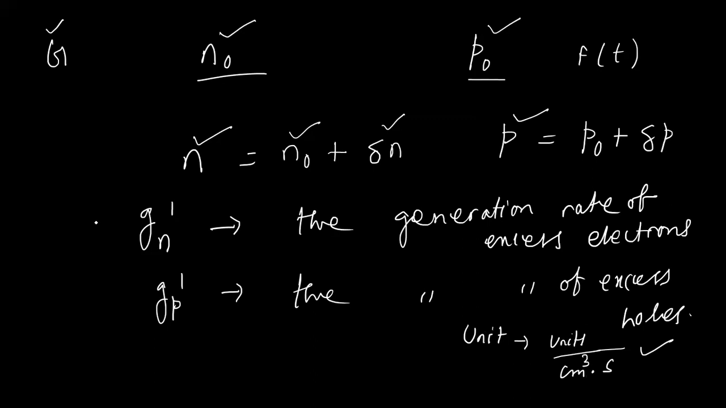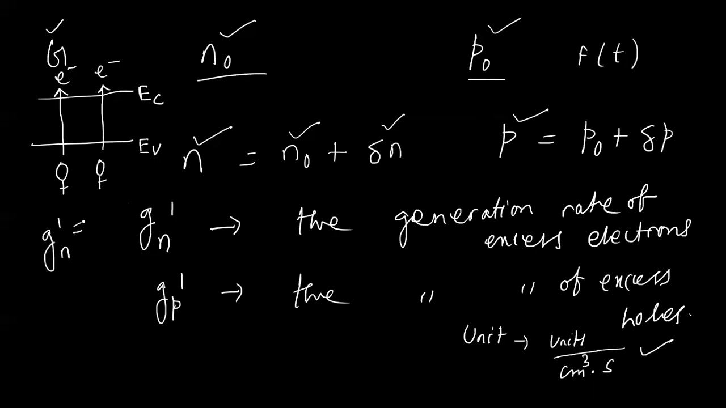For a direct band to band process, this is your EV and this is your EC. You gave some external excitation, and because of that some more electron-hole pairs were created. So the rate of generation of electrons must be equal to the rate of generation of holes. We can write Gn dash equals Gp dash, so the excess number of electron-hole pairs created will be the same.